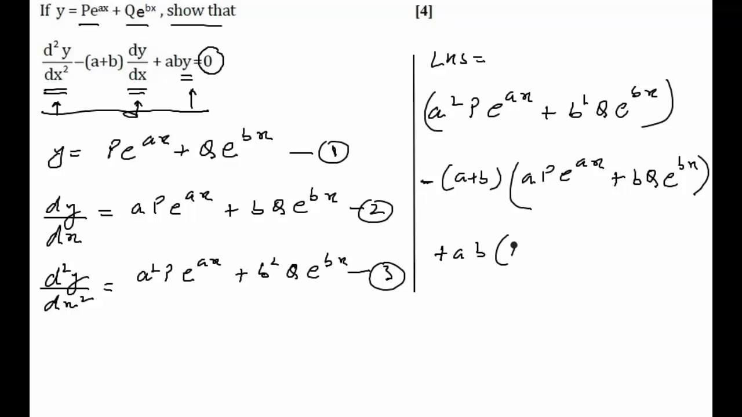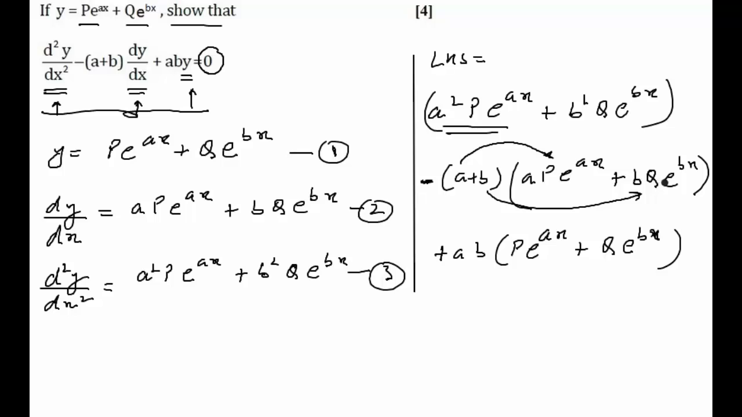Now y is what? y is just p into e to the power ax plus q into e to the power bx. So just open this bracket and solve. Everything will get cancelled out, right? For instance, if I multiply this thing, I will get a square into p into e to the power ax with a negative sign, which will cancel out with this first term. If I multiply b in the second thing, it will become minus b square into q into e to the power bx, which will cancel out with this thing. And similarly, the other two quantities will cancel out with ab into p into e to the power ax and ab into q into e to the power bx, and your resultant quantity will become equal to 0, which you have to prove.